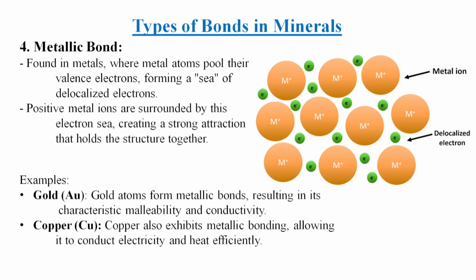Then you have the next one, that is the metallic bond. The metallic bonds, like the name suggests, are found in metals, where the metal atoms give up their valence electrons, like this one, M+, forming a sea of delocalized electrons. These metal ions are kind of floating, surrounded by this delocalized electron sea, creating a strong attraction that holds the structure together. The best example of the metallic bond is gold. Gold atoms form metallic bonds, resulting in its characteristic malleability and conductivity. Similarly, copper also exhibits metallic bonding, allowing it to conduct electricity and heat efficiently.